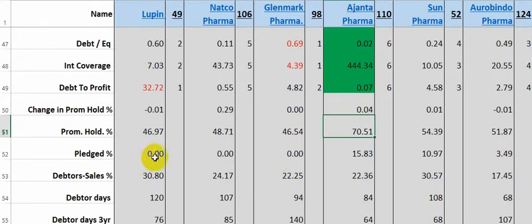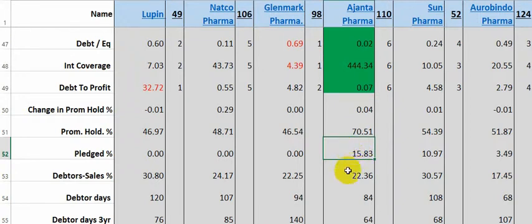Lupin hasn't pledged any shares, neither has Natco and Glenmark. Ajanta Pharma's promoters have pledged 15%. Up till 20% is okay. Anything above 20% kind of raises a red flag and we should be careful that the pledge doesn't increase.